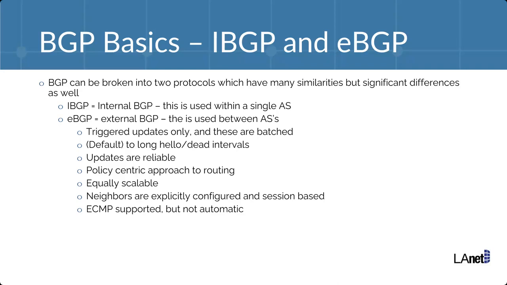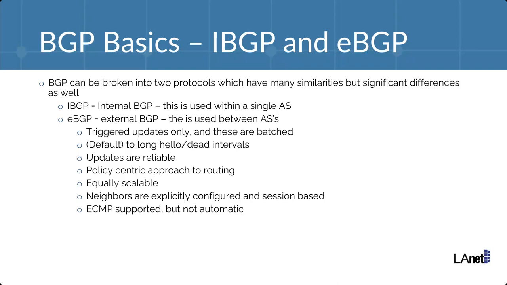And they are triggered. By default, we have very long hello and dead intervals on BGP. These can be changed. When I say long, by the way, the hello interval by default is 60 seconds, and the dead interval is 180 seconds. So that's ridiculously long when you think about it. 3 minutes to declare my neighbor is dead, right?